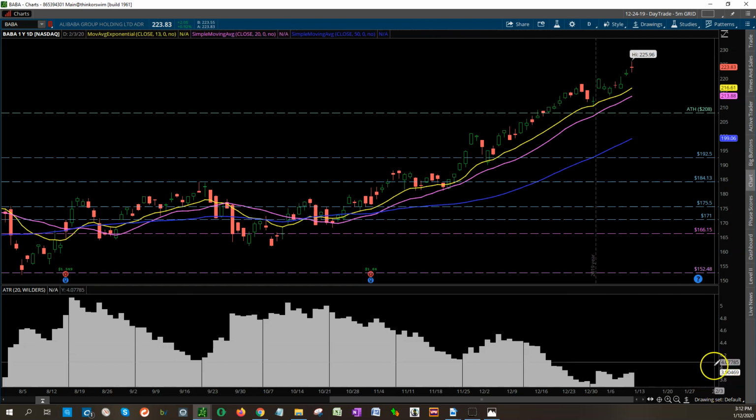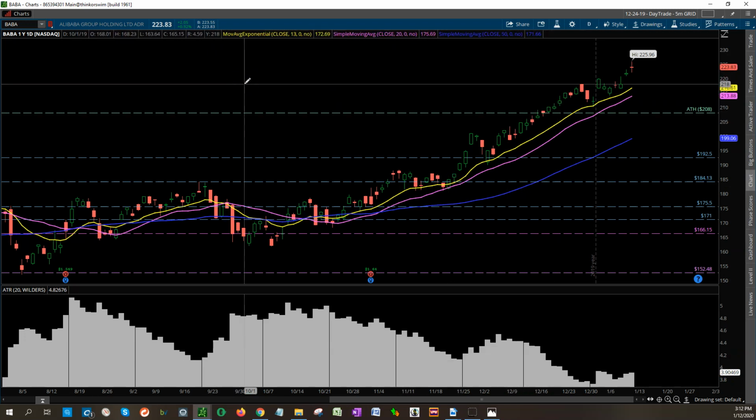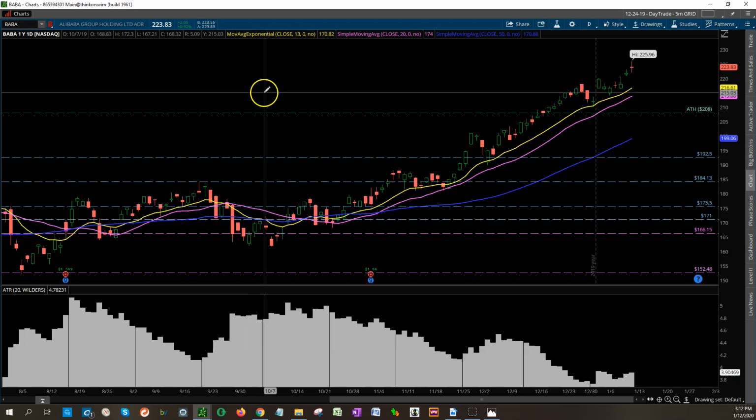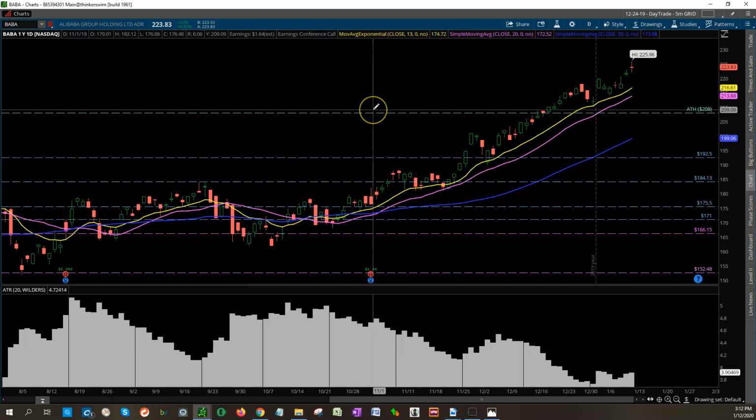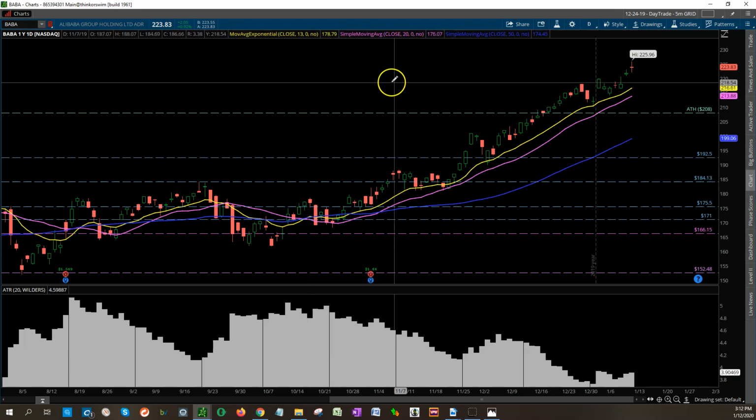You will see generally movements around $4. I'm just going to round up and say $4 per day. That's a really, really good move. I mean, if you want to day trade a stock, you want the stock to move. A $4 move in a day, that's pretty good. You can get some good day trades in there, all right?